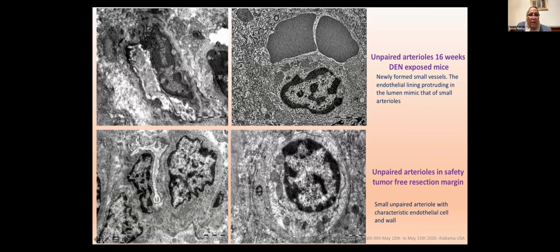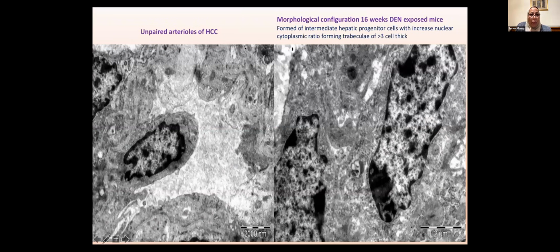This is also seen in cases of tumor-free surgical margin, the unpaired arteriole, which is a sign that recurrence will occur within 1 or 2 years. This is the unpaired arteriole in a case of HCC, and this figure demonstrates the morphological configuration of 16-week TAA-exposed mice, formation of intermediate hepatocytic progenitor cells with increased nuclear-cytoplasmic ratio, forming trabeculae more than 3 cells thick.